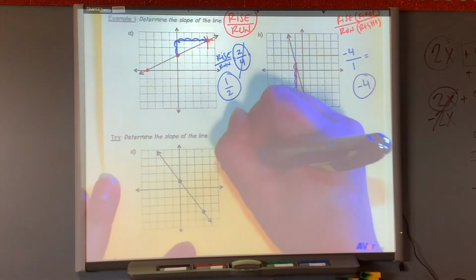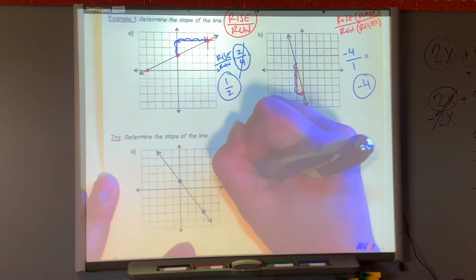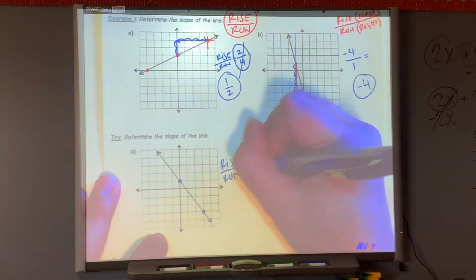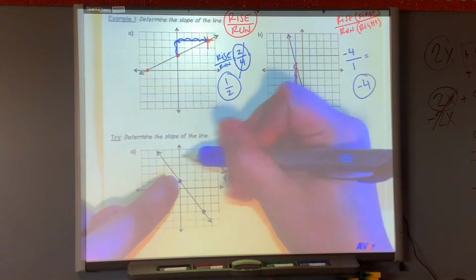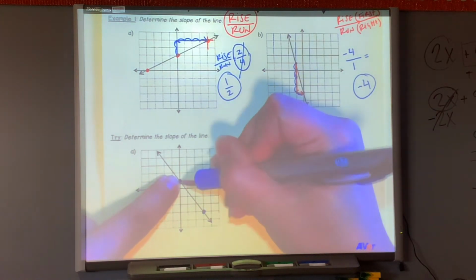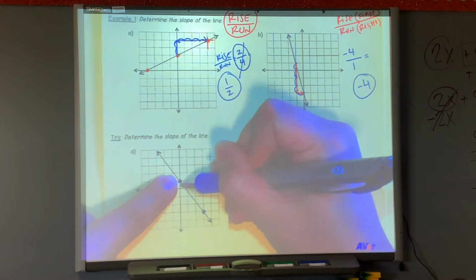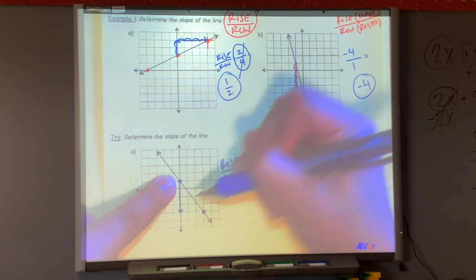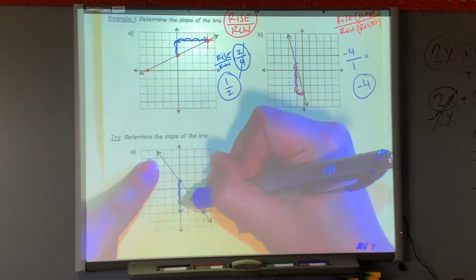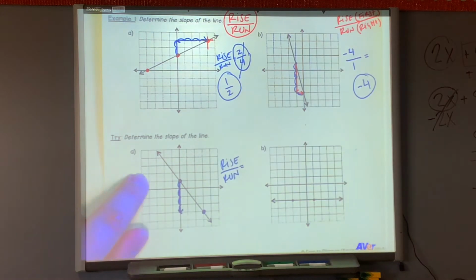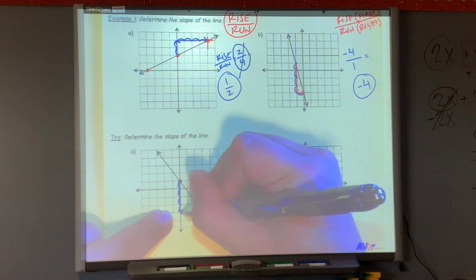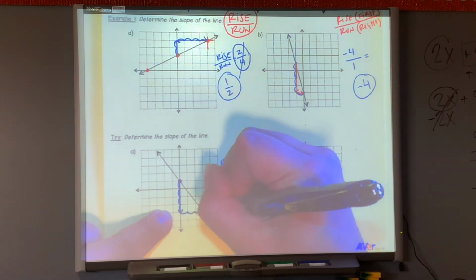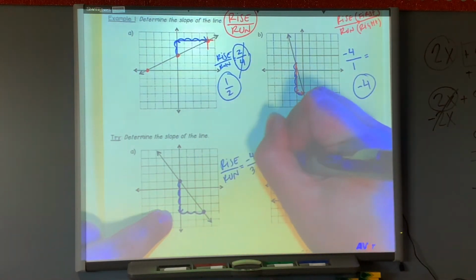Rise is first, and then it is run. We always run to the right, and in order to run to the right, I have to start on the left. So I'm not going to rise and run because I'm not going up. This is not a positive slope, it's a negative slope, which means I'm probably going to be going down. Down 1, 2, 3, 4. So I'm going to call this -4. And running to the right, 1, 2, 3. And I did go to the right, which is great.